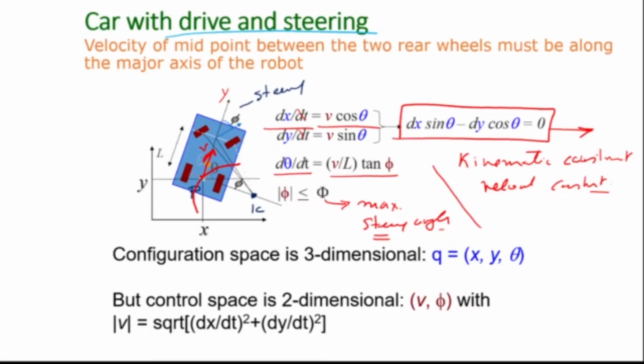Now the configuration space is 3 dimensions, which is x, y, and theta, but the control space is 2 dimensions. You have v and phi, which is my drive and my steering, and the velocity is v equal to the square root of (dx by dt) squared plus (dy by dt) squared. I hope you understand where this constraint came from. This is the kinematic constraint the car is subjected to, because the velocity has to be in that direction. It is easy to derive: take the components in the x and y directions, divide both equations, and you get the kinematic constraint.